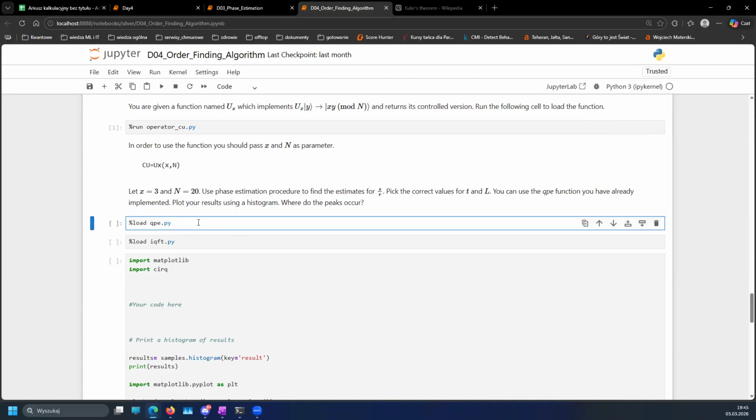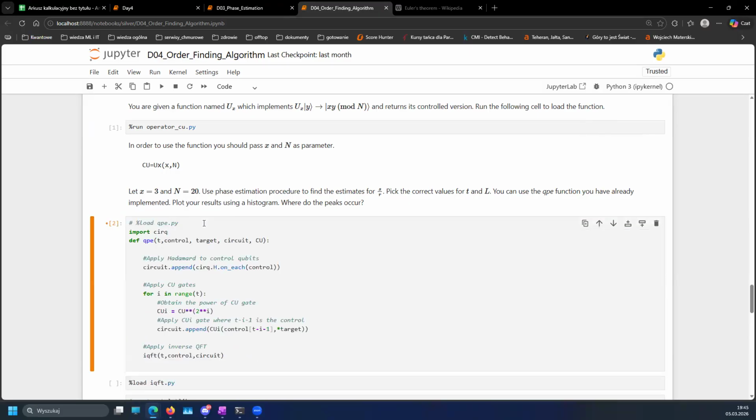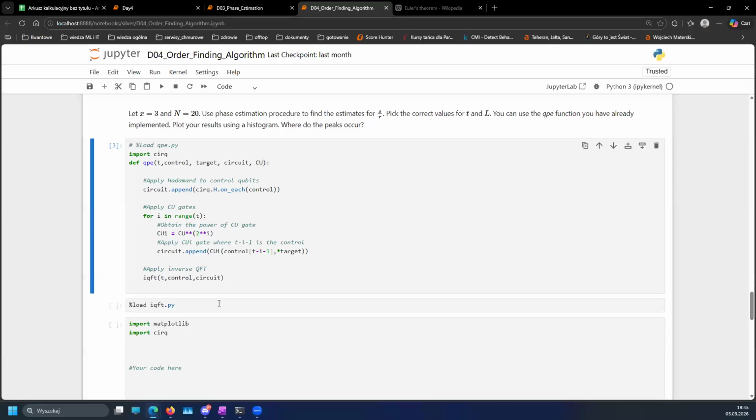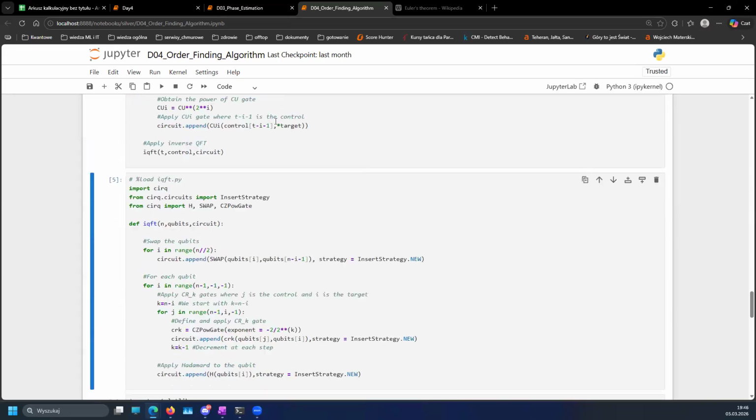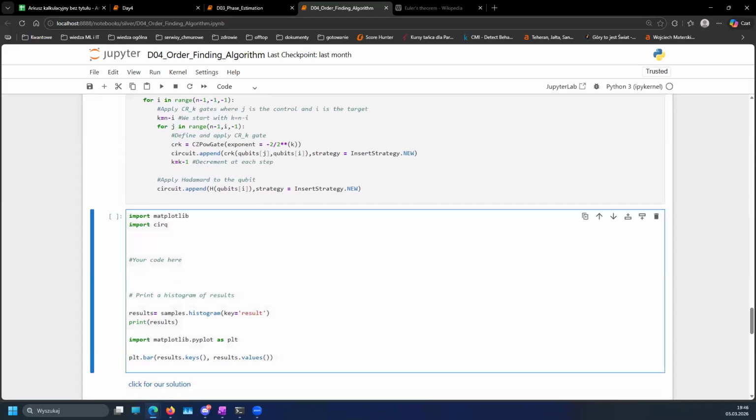And here we can already load the QPE function, and here the inverse quantum Fourier transform. And what we need is to find the estimate for S and R. We need to declare the sizes of our registers. So let's move on.